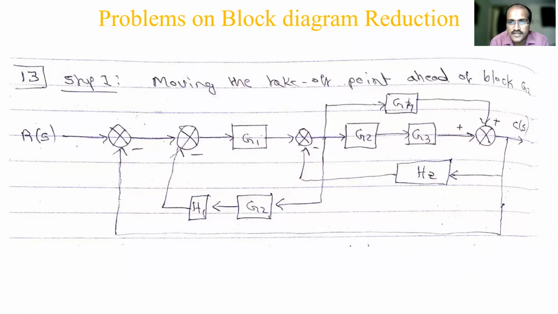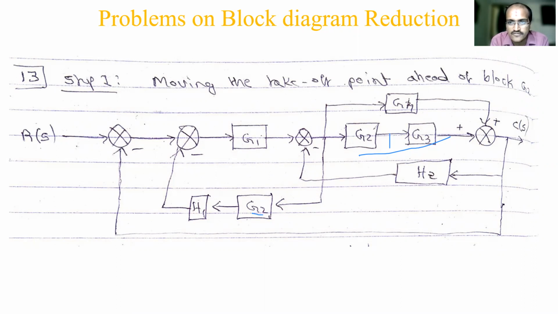So step 1 is moving the takeoff point ahead of the block G2, as I mentioned. Then G2 and G3 are in series and this complete block is in parallel. When I take it ahead of the block, remember this: G2 is in series with H1. H1 was already there. The same transfer function as the one you are moving should be in the feedback path. If the takeoff point was here and you were moving it here, then G3 would have been written. So those are the two changes we have made.